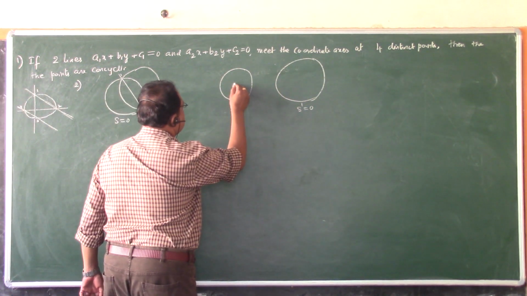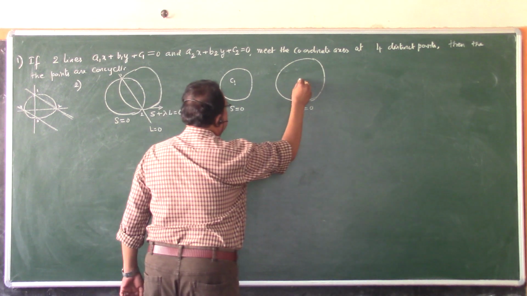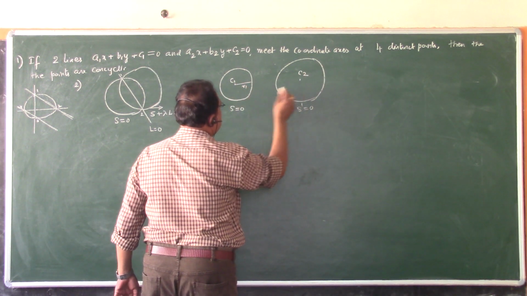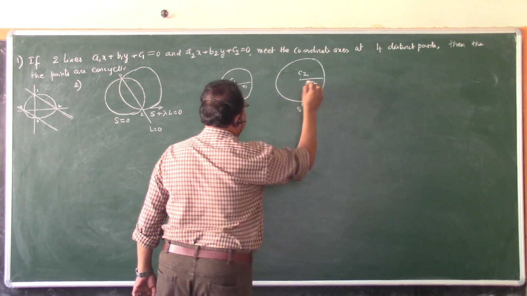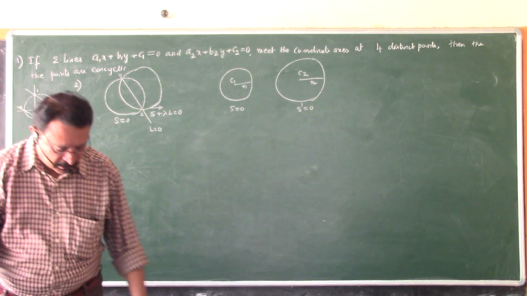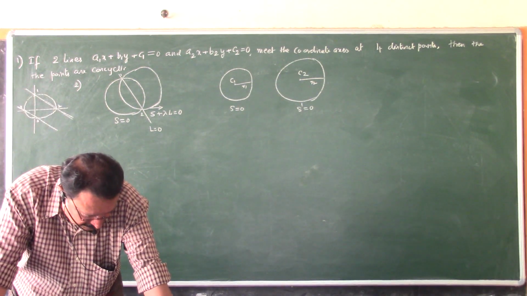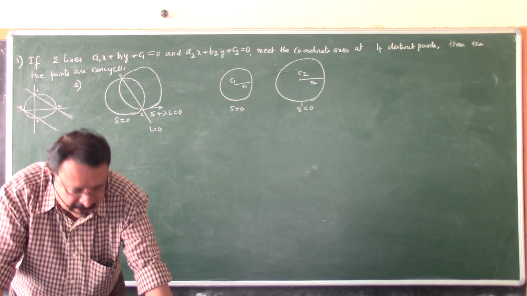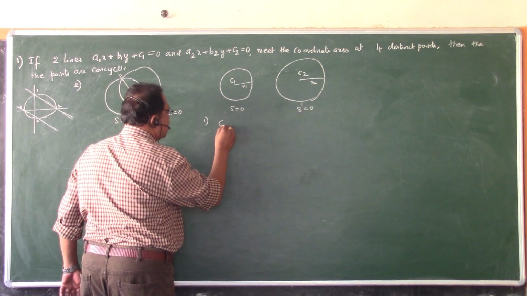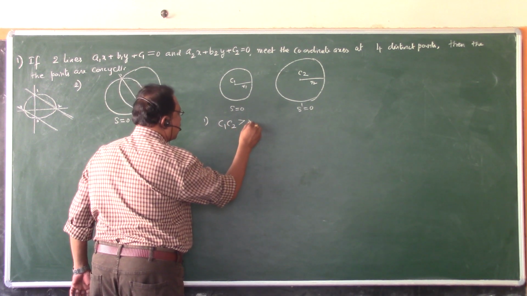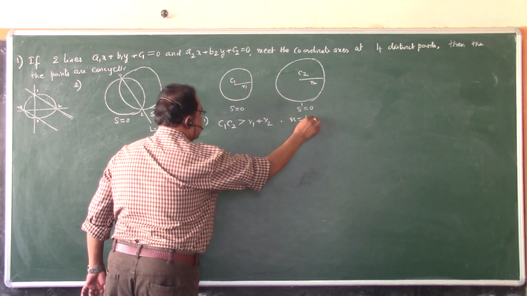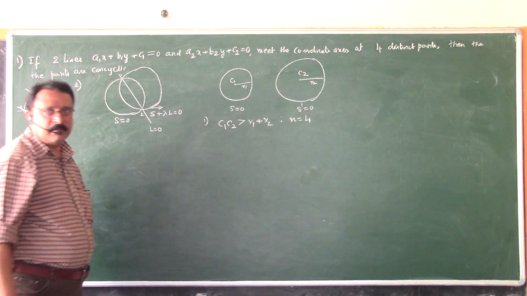What is the center of the first circle? C1. What is the center of the second circle? C2. What is the radius of the first circle? R1. What is the radius of the second circle? R2. In this particular condition, how many common tangents can these two circles have? If C1C2 is greater than R1 plus R2, first condition, then the number of common tangents that these circles can have is 4.